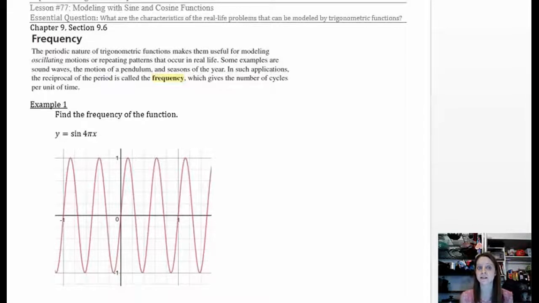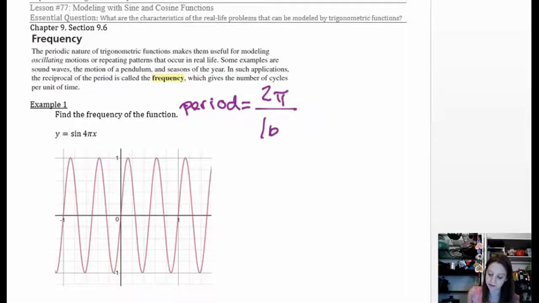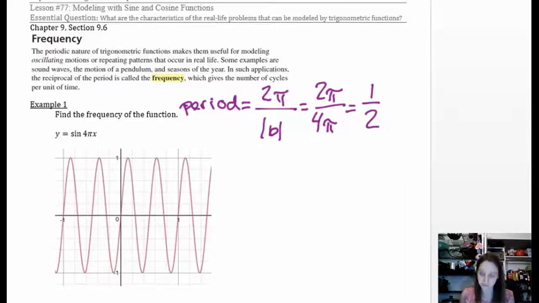Well, frequency is the reciprocal of the period. We know how to find the period. Period is 2 pi over the absolute value of b. In this case, it is 2 pi over 4 pi, which is 1/2. And if we look at this graph, because I've graphed it, this is 1. Here is 1/2. So one cycle of the pattern happens in 1/2 the horizontal distance.